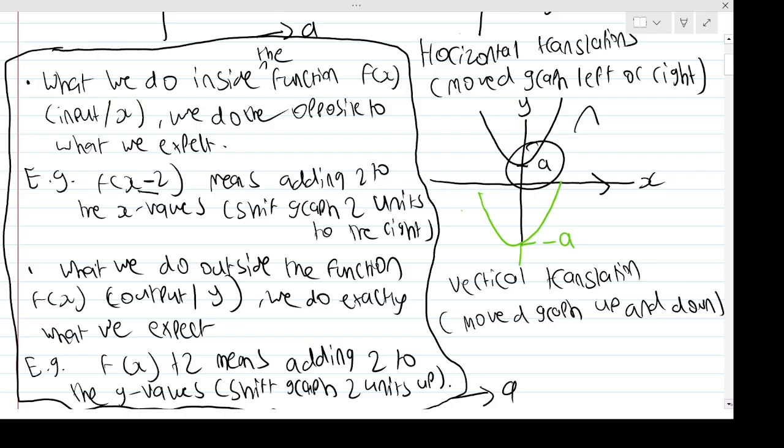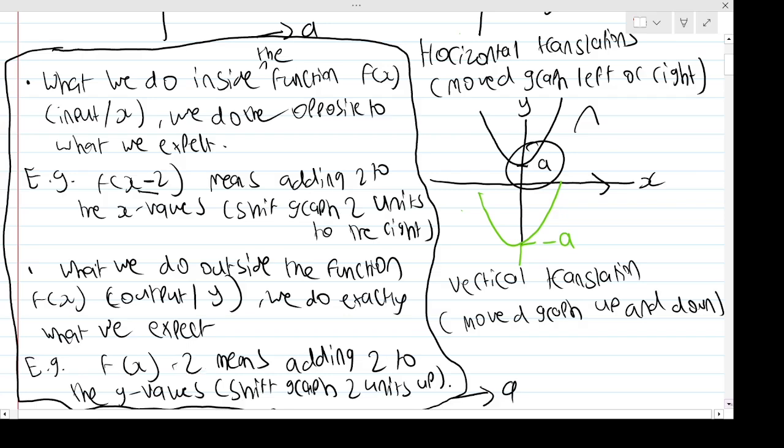Then what we do outside the function, we do exactly what we expect, and that will affect the y value. So if I have f of x plus 2 outside the function, you'd expect it to add 2 to y values, and that's exactly what it does. So we add 2 to y to get this shifting up effect, which you can see here, right, from x squared. So we shift it 2 units. But there we are. Cool.